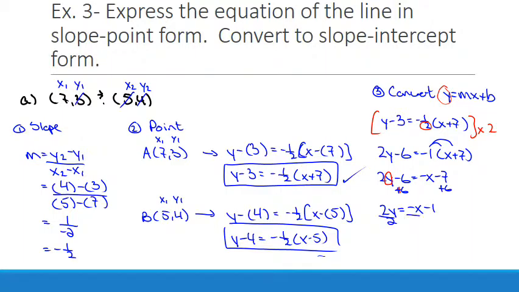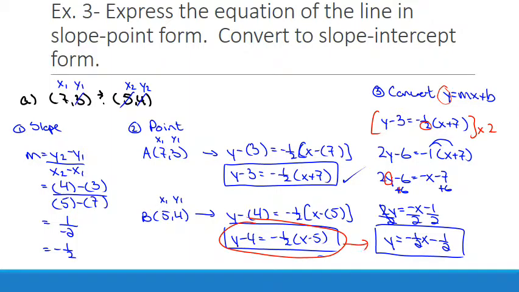And then I'm going to divide by 2. I want to divide everything on that right side by 2 as well. So y equals, you could write it as negative x over 2, which is the same as negative 1/2 x, and then minus 1/2. And that is the same line, but now it's presented in slope-intercept form. If I did the exact same thing with this, you would get the exact same answer. So you can have different slope point forms, but they would all convert to the same slope-intercept form.